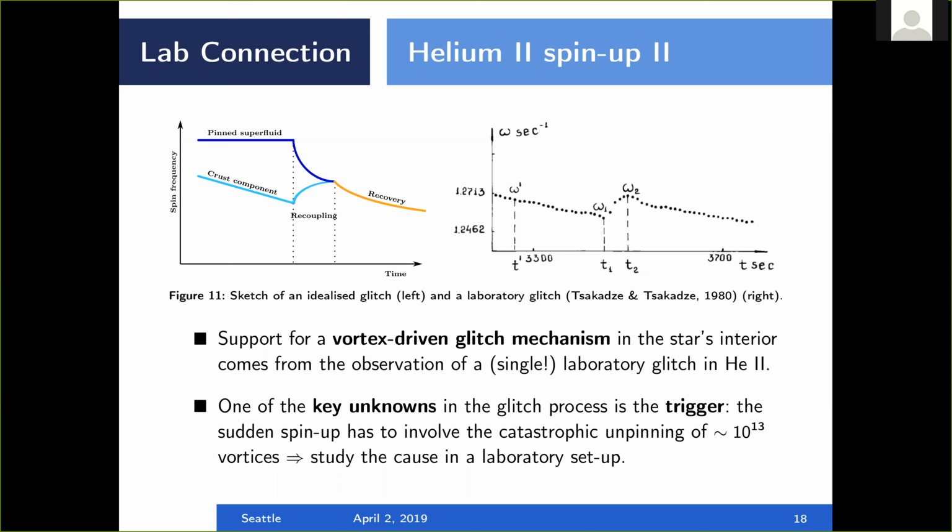So maybe one of the cool things that they actually observed, and they weren't looking for this, is a laboratory glitch in the system. They just let their system naturally spin down, and then they recorded the data and they saw something like a spin-up. So this is tracking the rotation period of the vessel.